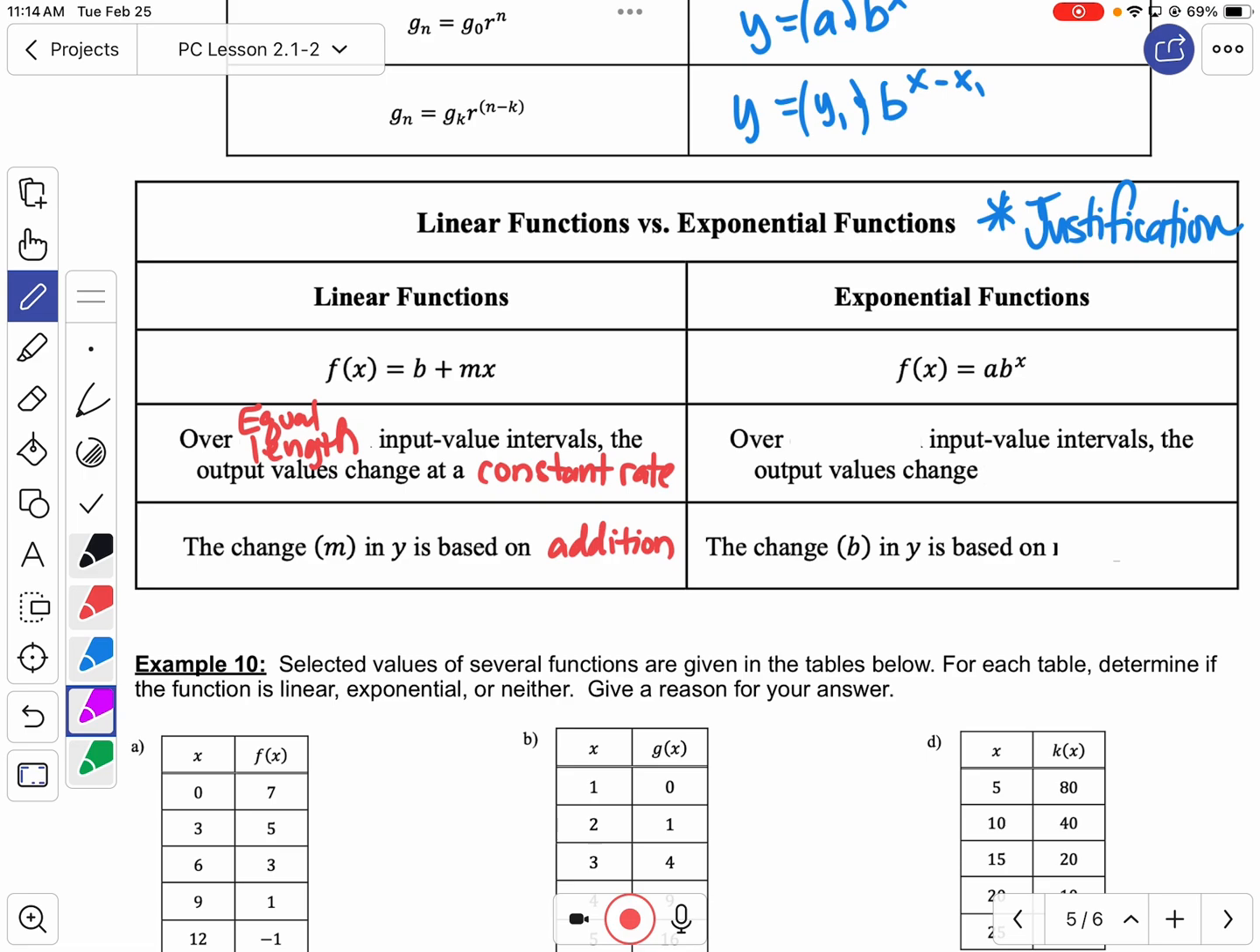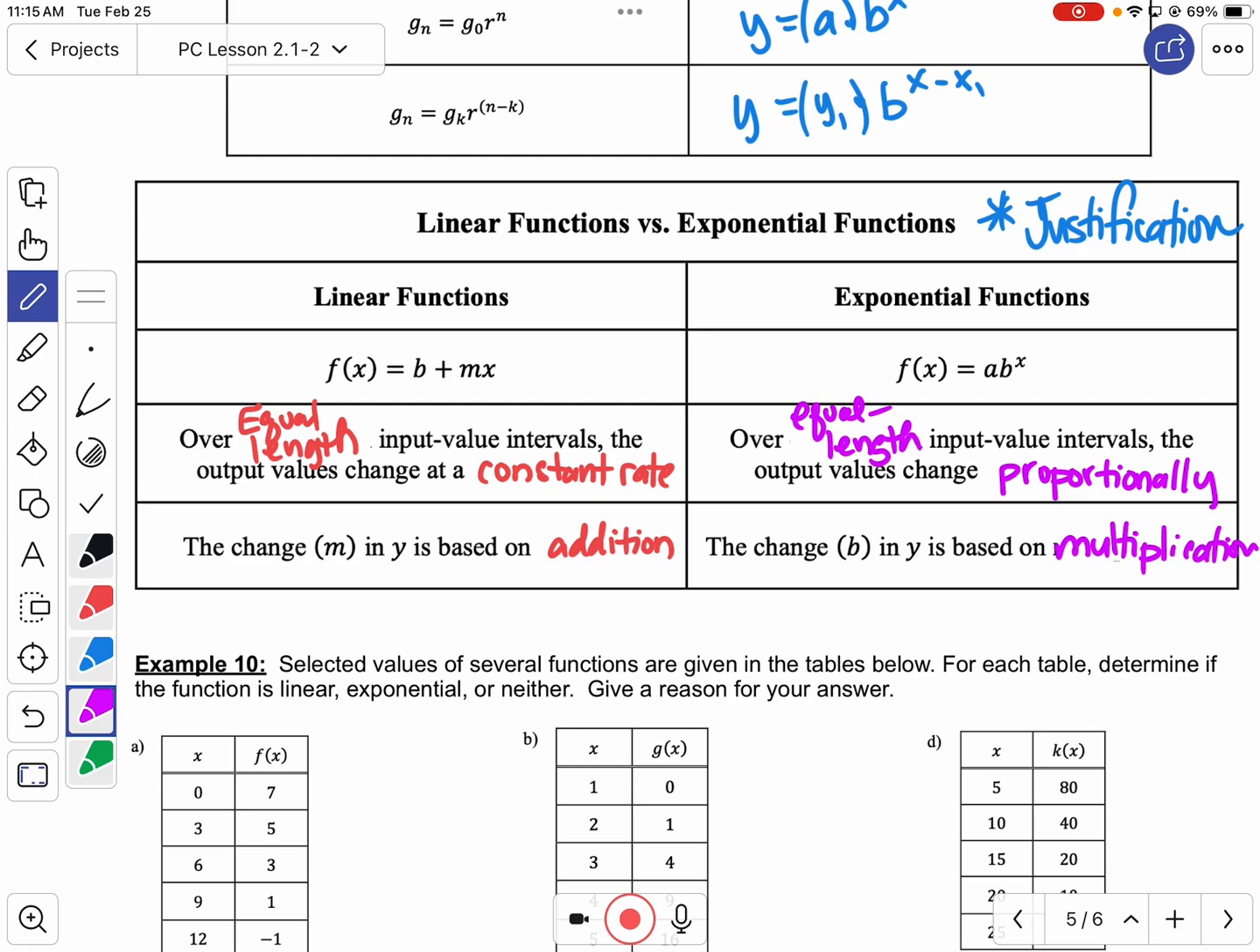When we get to exponential functions, this is where we talked about initially that the rate of change is proportional. But again, we have to start with over equal length input values. So my x's change equally, the y values change proportionally. It's based on multiplication, just like our geometric.